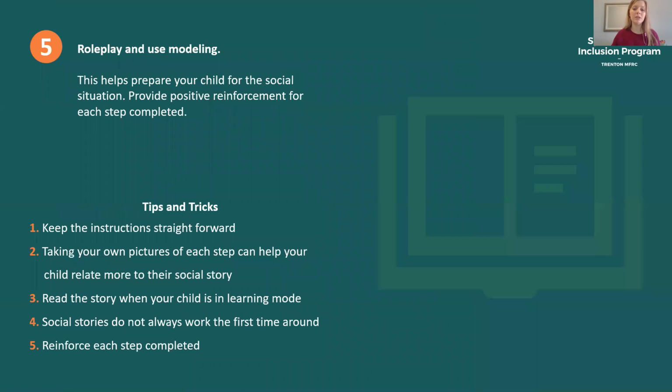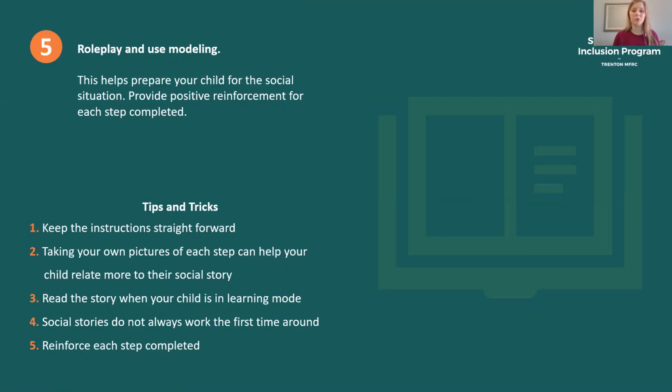And then there's step five, which is role playing and modeling. So role playing and modeling helps the child with this to solidify the social story and the social situation that's being expected of them. So provide positive reinforcement through each step that is completed when you are going through the role play and modeling situation. If your child doesn't understand exactly what's being asked in that specific instruction you're going through, use modeling.